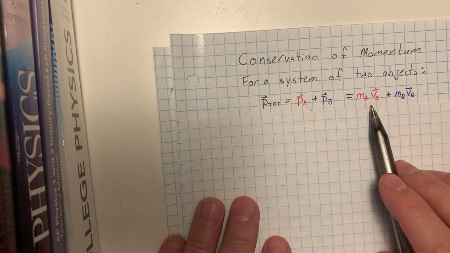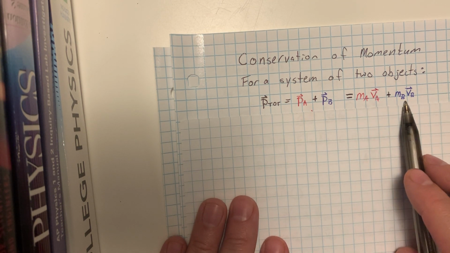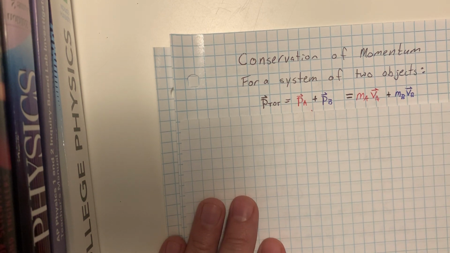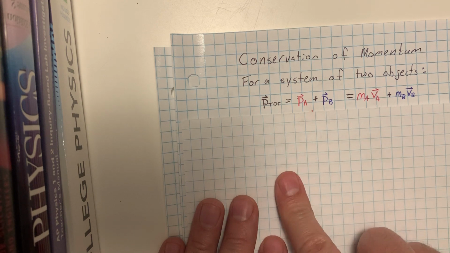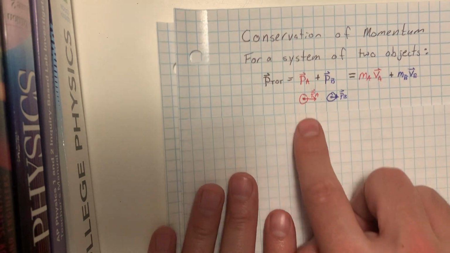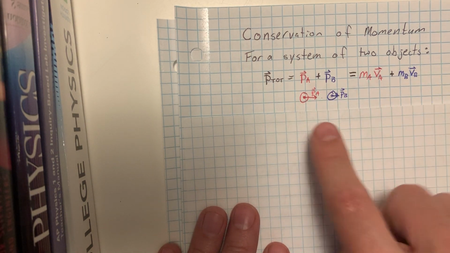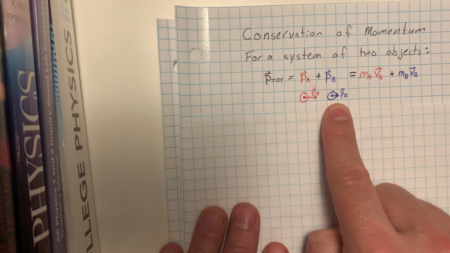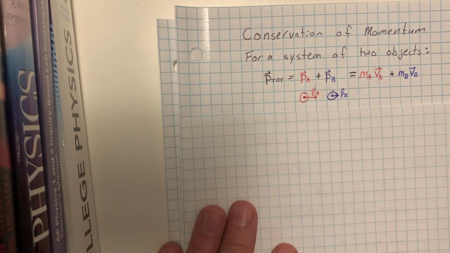Or I can write it in terms of mass and velocity as MA VA plus MB VB. Now, I've got three different types of interactions: elastic, inelastic, and explosions. Right now I've got these two just drawn out as vectors. Whatever the combined length of these arrows is, after they collide I'd have to be able to add up the same vectors.